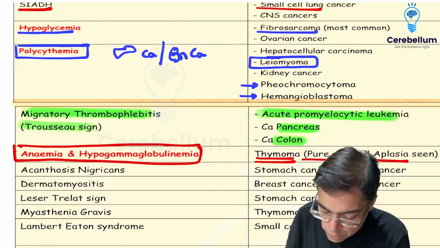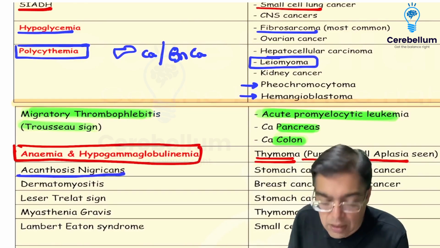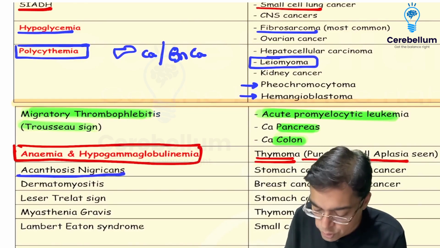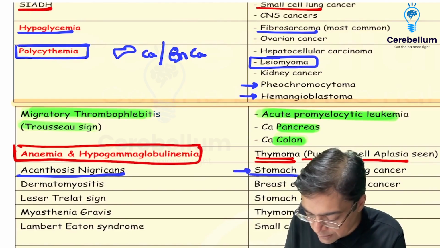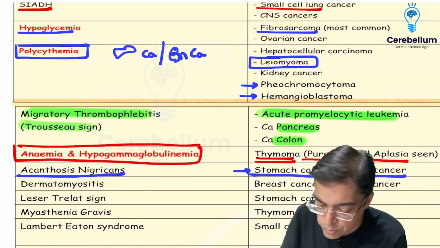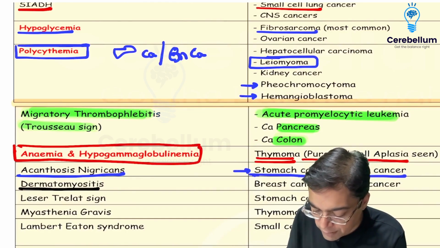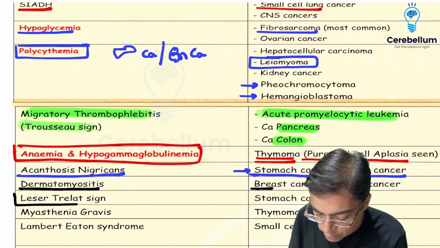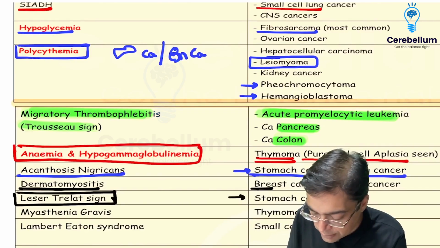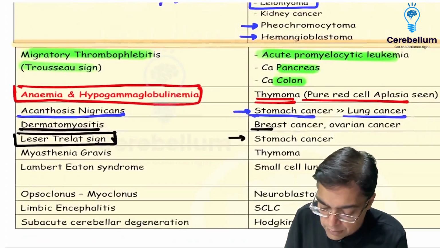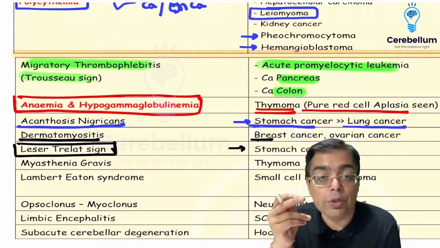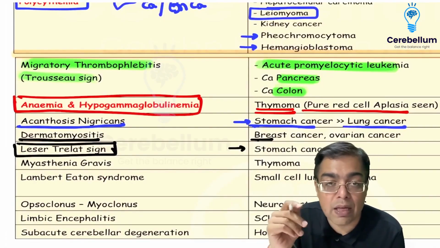Whenever we are making a mention of acanthosis nigricans, thick and darkly pigmented skin, it can be associated with a patient suffering from stomach cancer, and may be associated with a patient suffering from lung cancer as well. Then dermatomyositis can be seen as a finding of breast cancer. Sign of Leser-Trélat, in which the patients are going to have an association with something like stomach cancer.